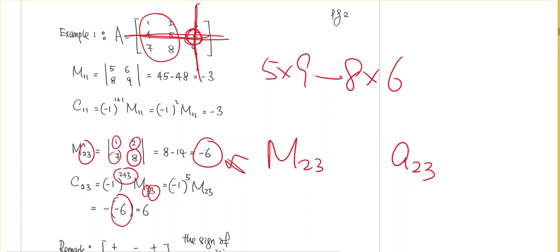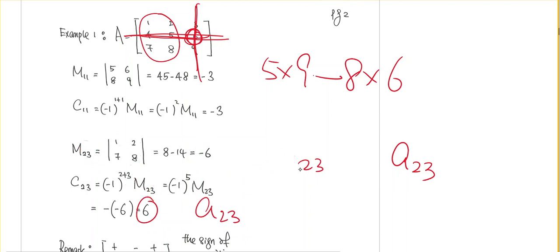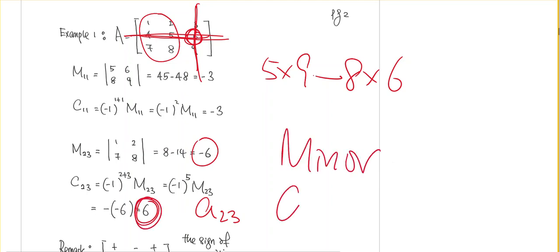So because your minor is already negative and the sign is negative, negative multiplied by negative will give you a positive number, and that is your cofactor for this position A23. So you can see here the minor and the cofactor now differ by a sign, right? They are not the same anymore. The minor is -6, the cofactor is 6. So that is the meaning of minor and cofactor.